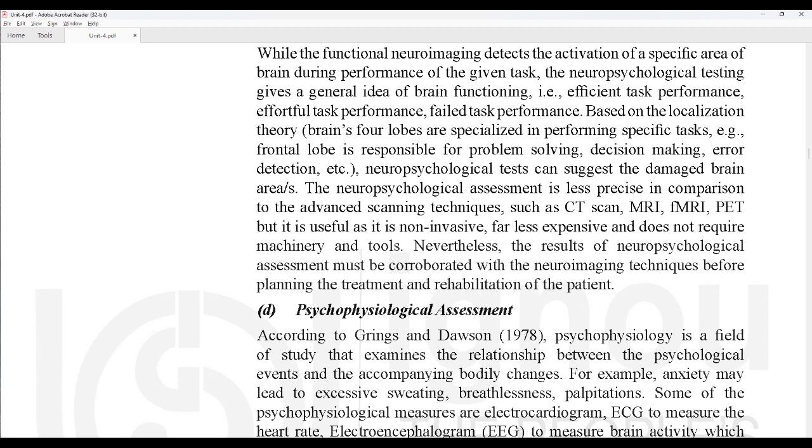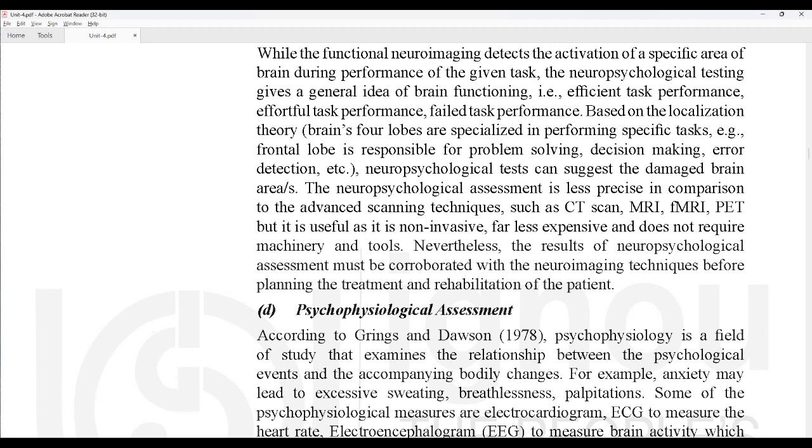The neuropsychological assessment is less precise in comparison to the advanced scanning techniques, such as CT scan, MRI, fMRI, PET, but it is useful as it is non-invasive, far less expensive and does not require machinery and tools. Nevertheless, the results of neuropsychological assessment must be corroborated with the neuroimaging techniques before planning the treatment and rehabilitation of the patient.